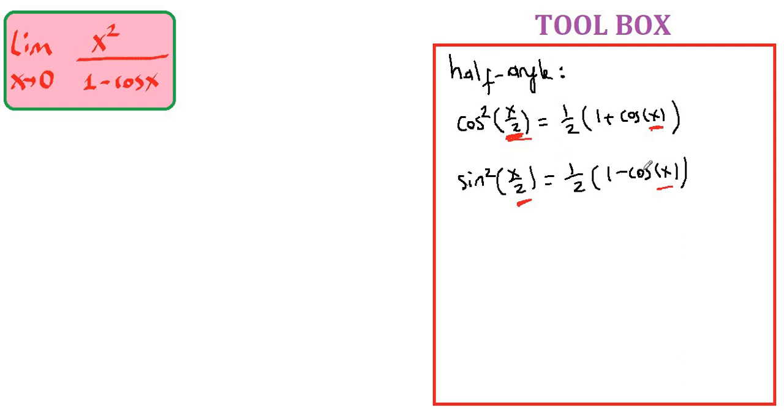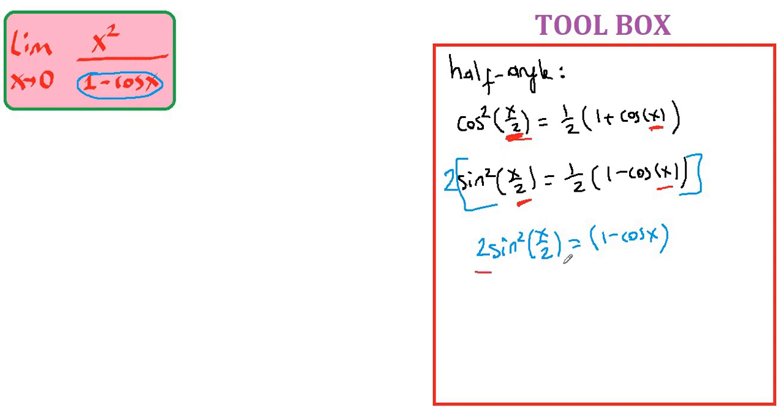So utilizing the half angle identity, we can replace 1 minus cosine x. Just multiply both sides by 2. If you multiply everything by 2, you obtain 2 sine squared of x over 2 is equal to 1 minus cosine x. So 1 minus cosine x can be replaced with 2 sine squared of x over 2 using the half angle identity. So our limit as x is approaching 0 will turn into x squared over 2 sine squared of x over 2.